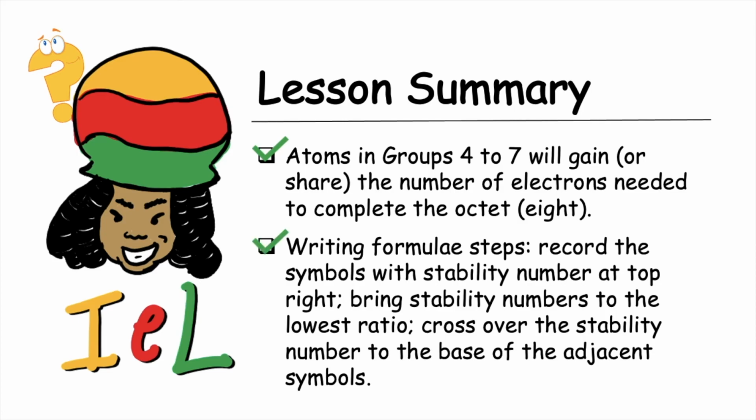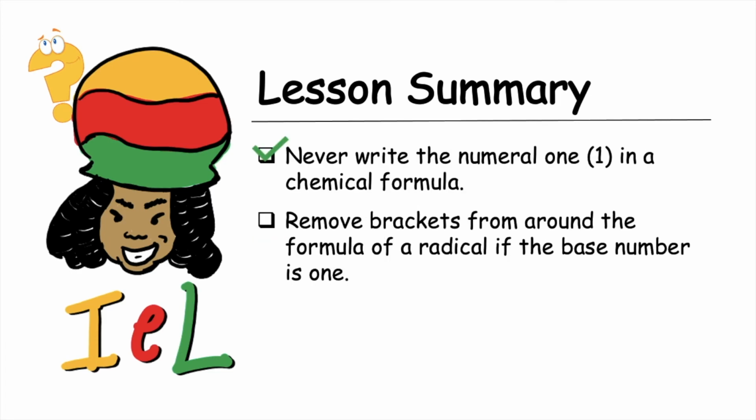The steps for writing formulae: record the symbols with the stability numbers written at the top right. Bring the stability numbers to the lowest ratio. That involves dividing the stability numbers by their common factor greater than 1. Then finally cross over the stability numbers to the base of the adjacent symbols. Never write the numeral 1 in a chemical formula. Remove brackets from around the formula of a radical if the base number is 1.